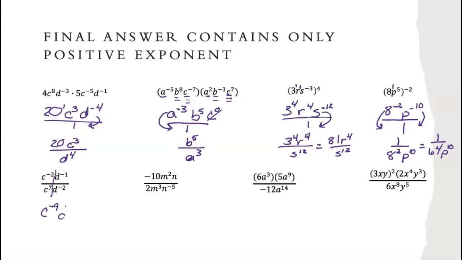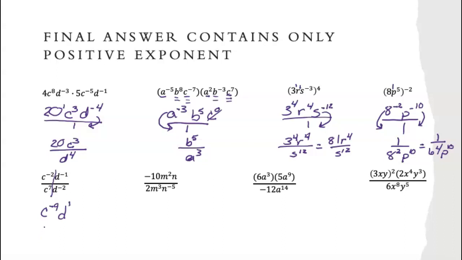D. Negative 2. Ooh, negative 1 minus negative 2. I'm going to say that again. Negative 1 minus negative 2. Minus a negative, plus a positive. Negative 1 plus 2. Positive 1.